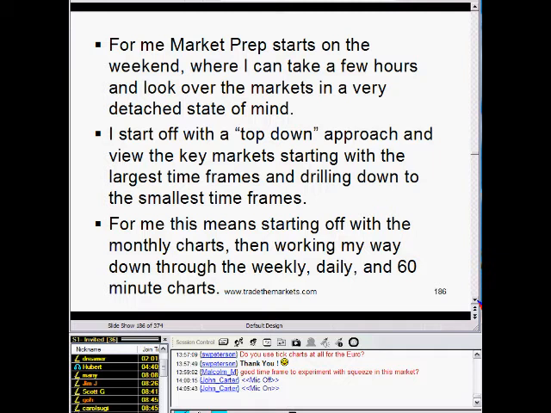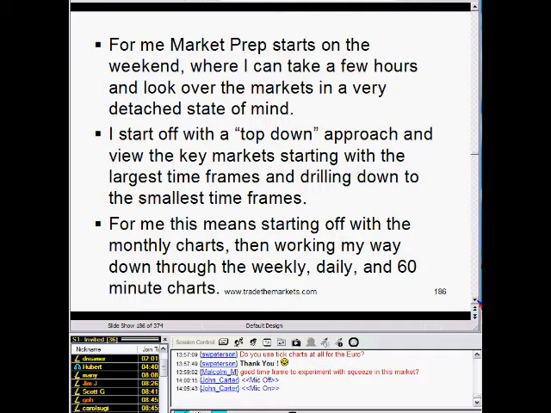And Sunday is the most valuable day to do this because the markets are not open. You can look at things completely objectively, and you can establish key points in the market without the interference of live market action. So it's a nice quiet time to sit there and look at the markets and decide what's happening. And I start off this entire approach with what I call a top-down approach.